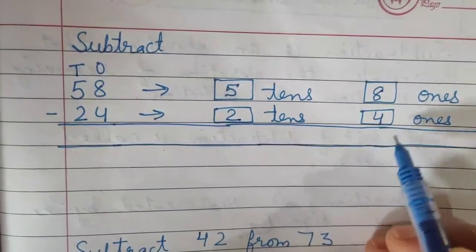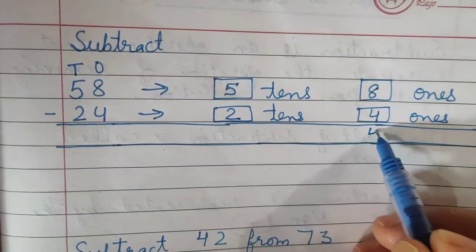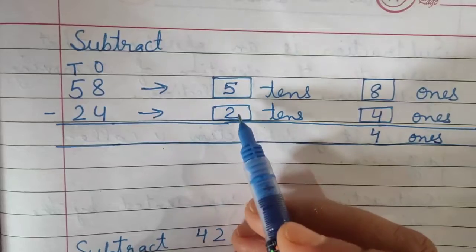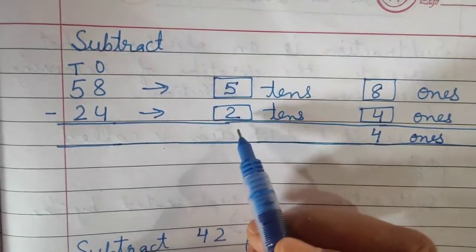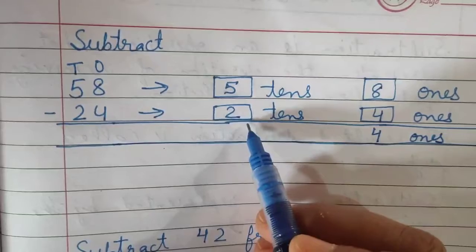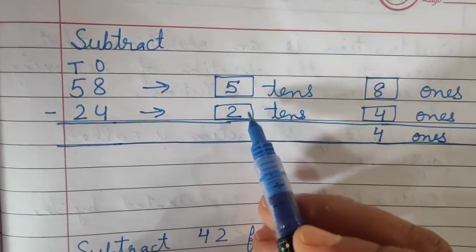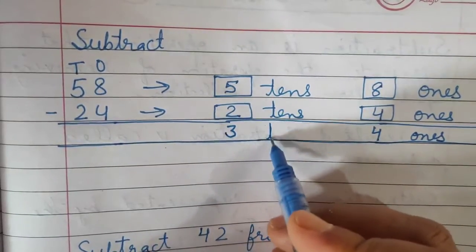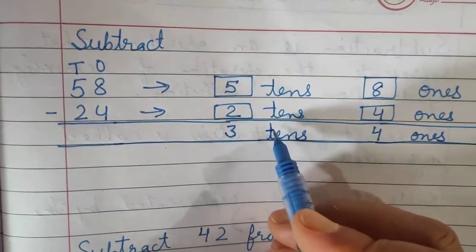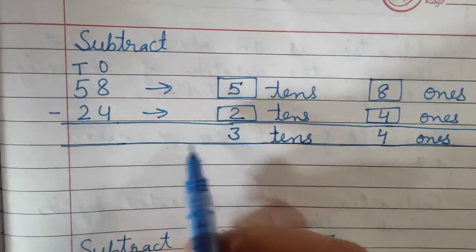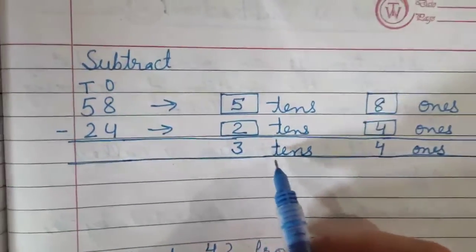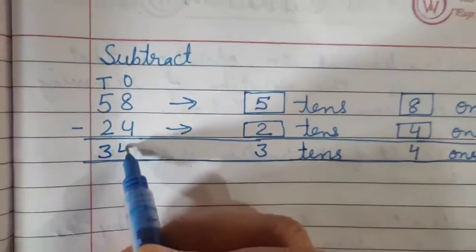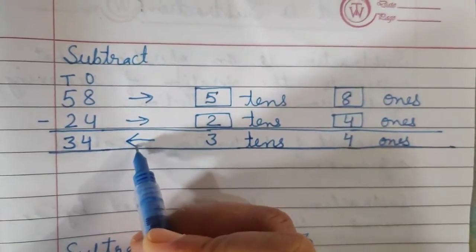And now we are going to subtract 4 from 8. We will get 4. Here we will write ones because it is at the ones place. And here 5 is at the tens place, 2 is at the tens place, and we are going to subtract this. When we subtract 2 from 5, we will get 3 as our answer, and here we are going to write tens. So here it will become 3 and 4, 34. So here we are going to write 34, and you can place this arrow like this also.